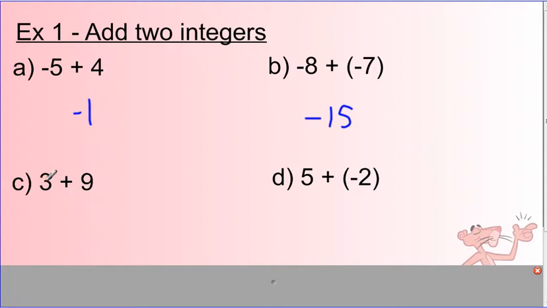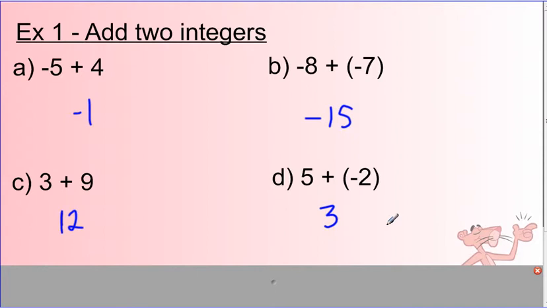Letter C. My signs are the same, so I'm going to add. Keep the sign of the bigger number, positive, positive. Done. Lastly, letter D. My signs are different. One's positive, one's negative. So I'm going to subtract, and then I keep the sign of the bigger number. I got a positive 3 for an answer.